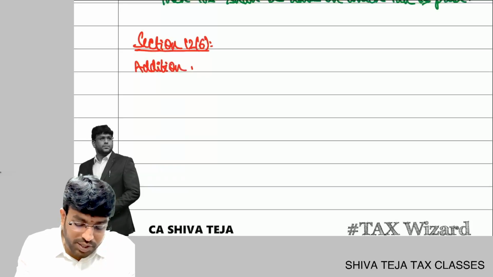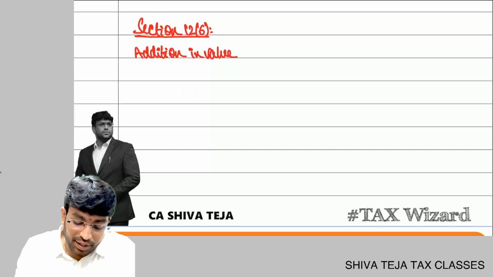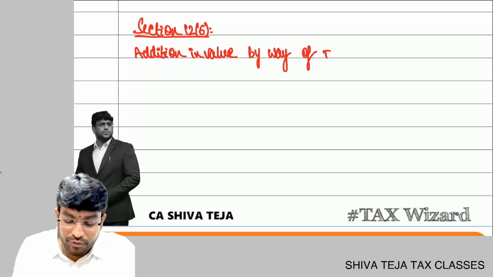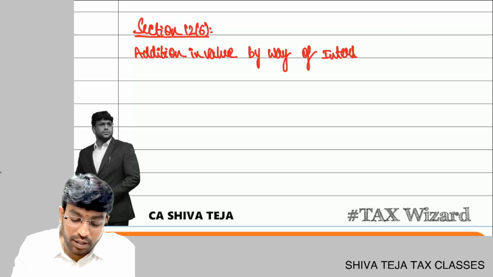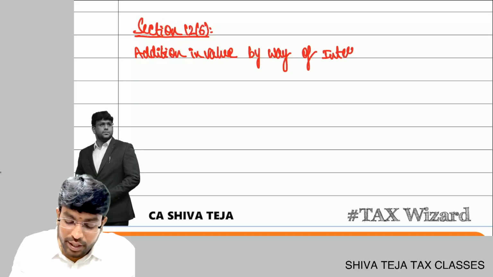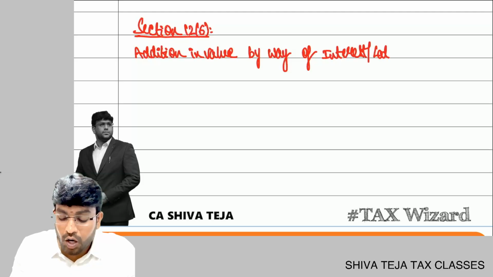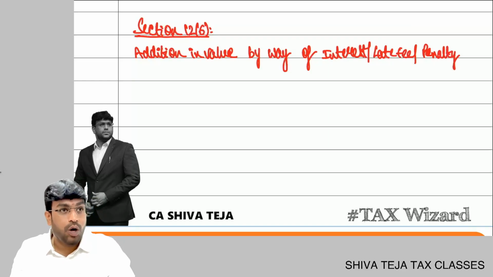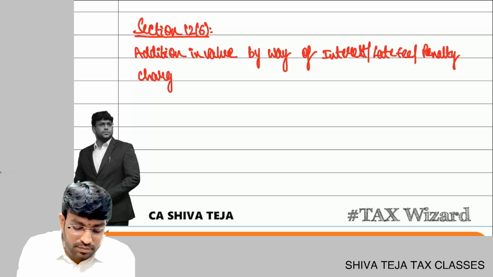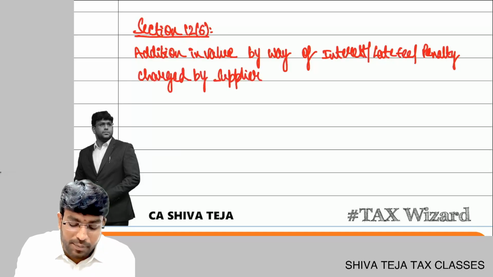Addition in what, sir? Value. That means value is increasing. Addition in value by way of interest or late fee or penalty. Sir, are we talking about interest, late fee, penalty, what we are paying to government? No. We are talking about interest, late fee or penalty which is charged by whom, sir? From recipient.